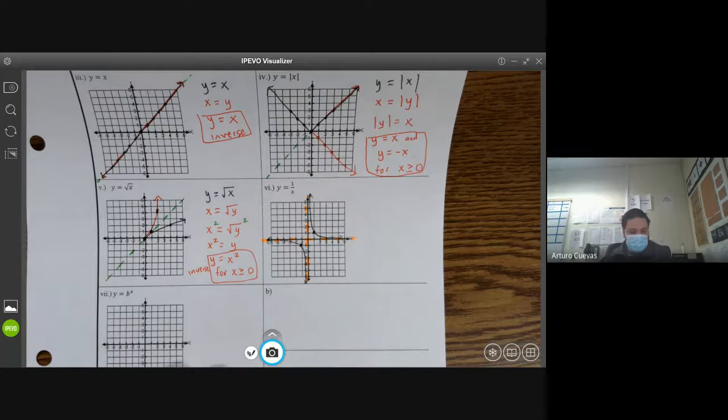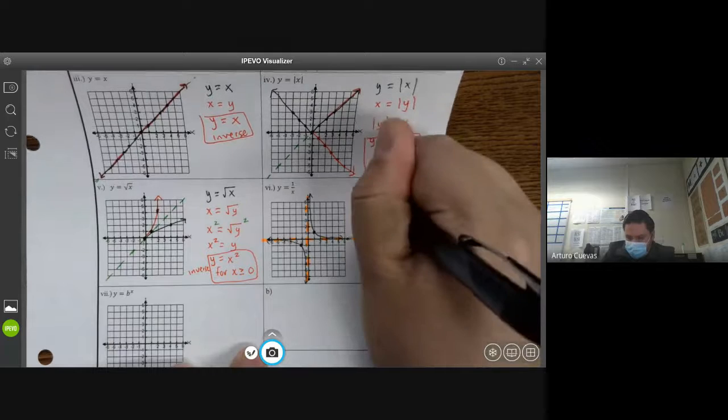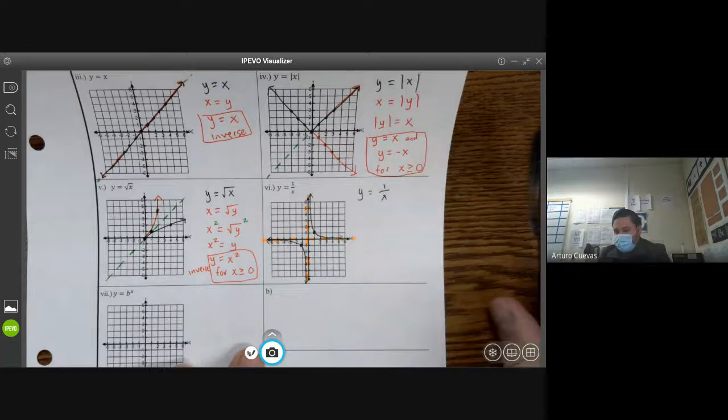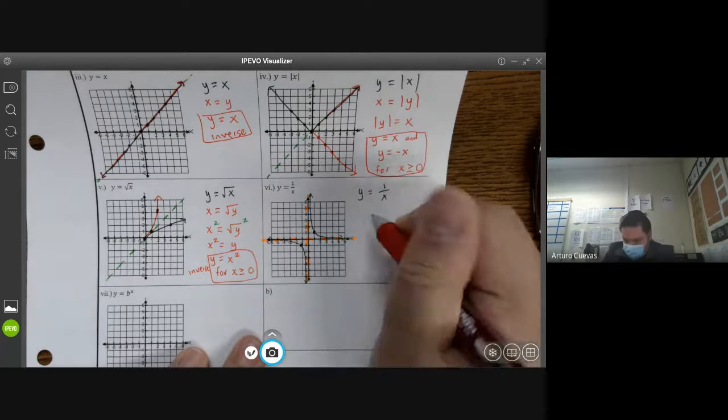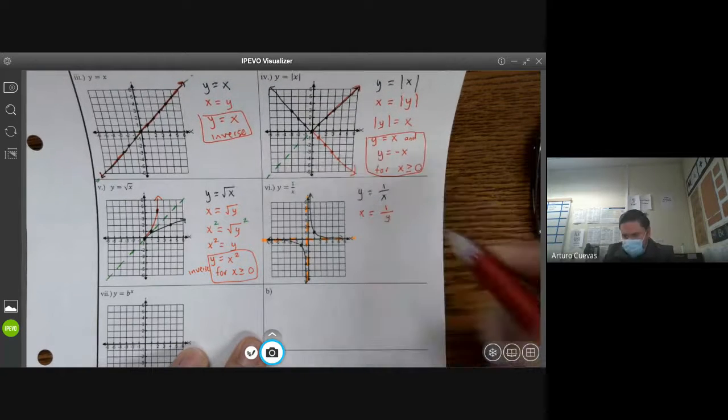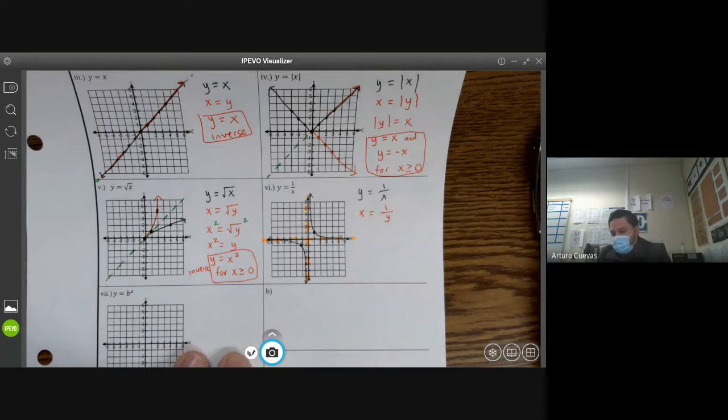Now we got to find the inverse. So our original is y equals 1 over x. To find the inverse, we have to flip the x and the y. So x equals 1 over y. Ooh, how do I get the y by itself right here? Say that louder. Multiply by what?